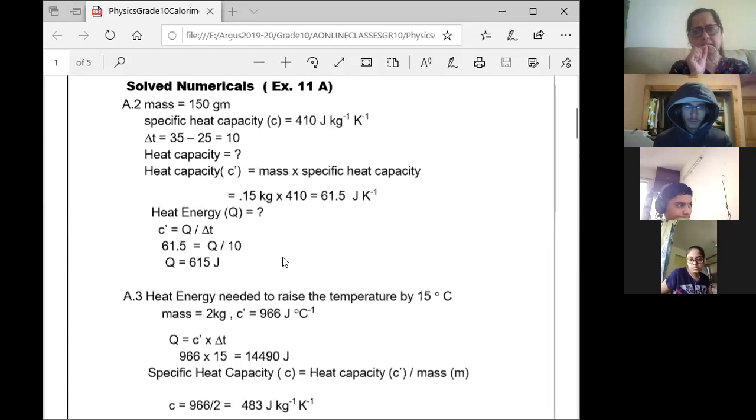Now, what is the first thing that you should know? All the formulas. Very important. So you have to learn the formulas. These formulas are very simple. Heat capacity: C dash equal to Q upon delta T. C, that is specific heat capacity, equals Q upon M delta T. And the relationship you should know between C and C dash: C dash equal to M multiplied by C. Write this somewhere and go on learning this.